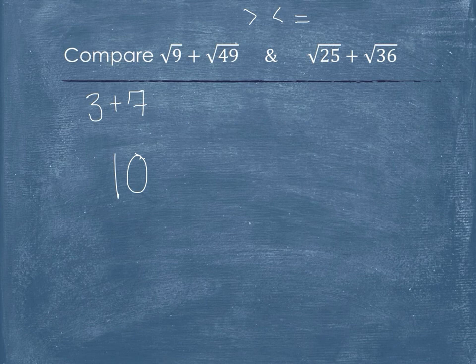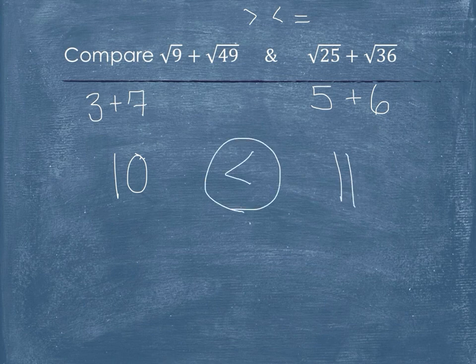5 times 5 equals 25, so the square root of 25 is 5. 6 times 6 is 36, so the square root of 36 is 6. 5 plus 6 equals 11, which means my answer is going to be the less than symbol.